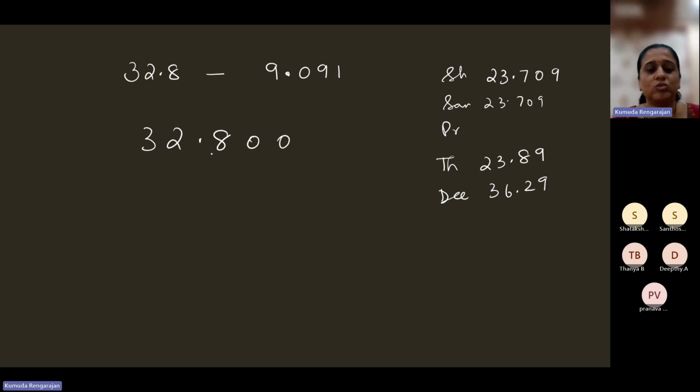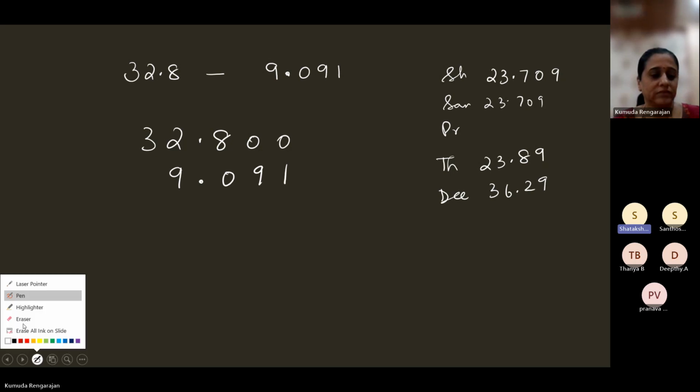32.8 should be written as 32.800. And now write 9.091 below it. Align the decimal point, so the decimal point is here like this. So 9 here, 091. It's important to place the numbers correctly, one below the other, because after this subtraction is the usual idea. There's nothing new about subtraction. Yes, ma'am.